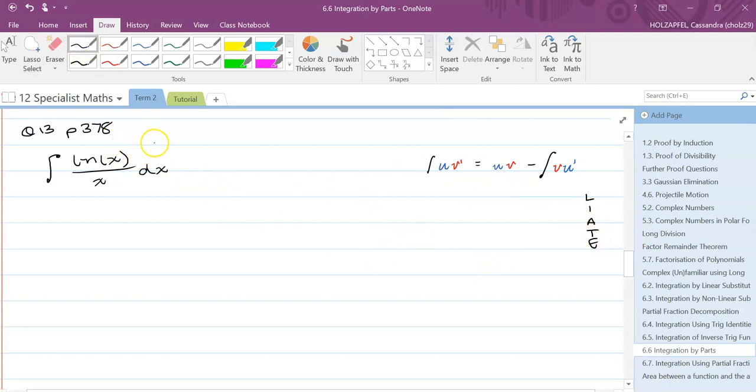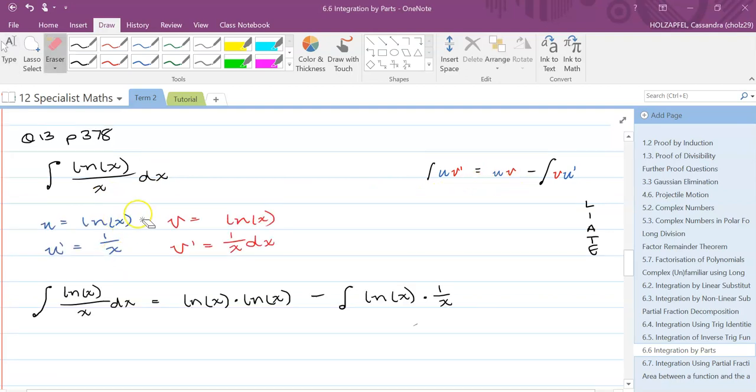Now we've got a logarithmic function. So this is going to be our first one here, L. And then we have our algebraic term on the bottom here. So I'm going to pick ln x to be my u. And that means 1 over x dx is going to be my v prime. Okay, so as we just said, I've defined my u, and then I found its derivative, I found my v prime, and then I found the integral of that, and I've substituted it into my formula.